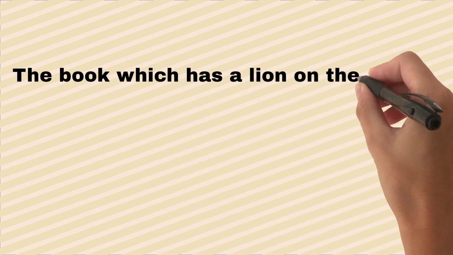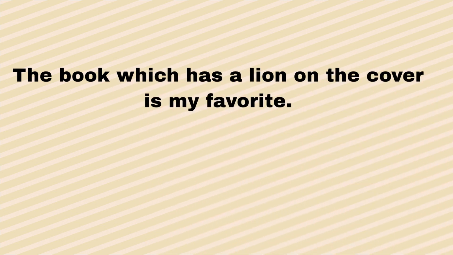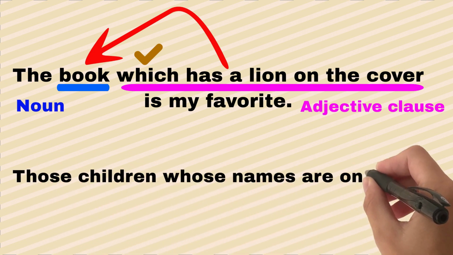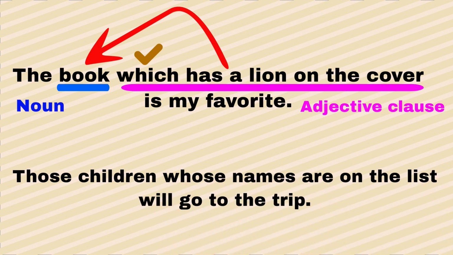For example, the book, which has a lion on the cover, is my favorite. In this example, book is a noun, and, which has a lion on the cover, is an adjective clause, which is providing an information about a noun, book. Adjective clause is starting with a relative pronoun, which. Those children, whose names are on the list, will go to the trip. Here, children is a noun. Whose names are on the list is an adjective clause which is giving details about the noun, and starting with a relative pronoun, whose.